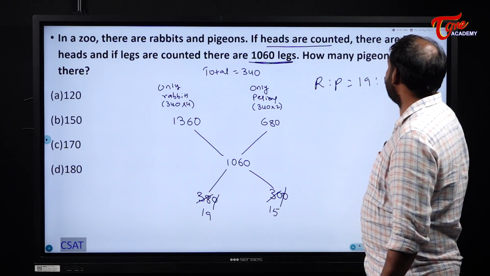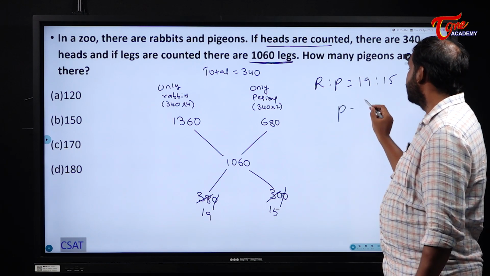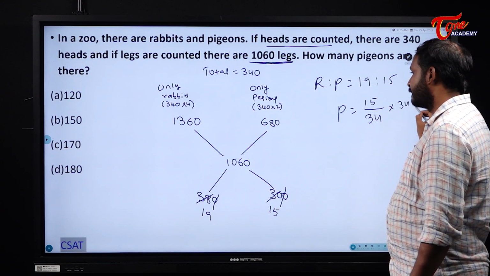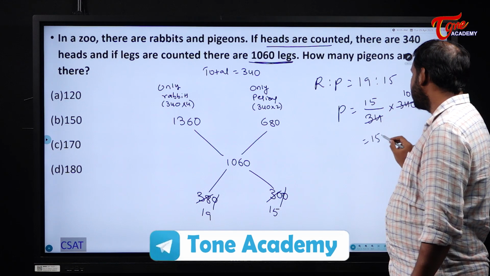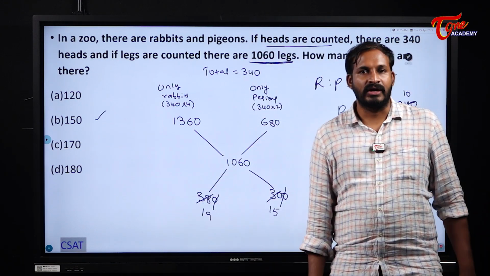19. How many pigeons are there? Pigeons are how many in number? 15, by total is 34, into 340. 34 ones, 34 tens. So total how many pigeons do I have here? 150. So we will have 150 pigeons here. So our answer here is 150.